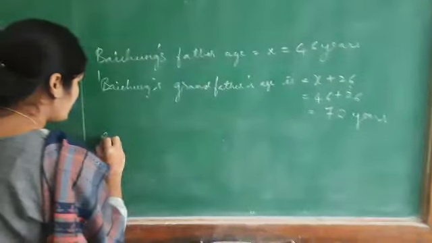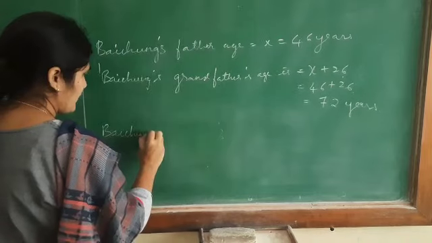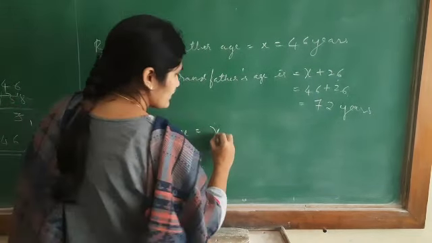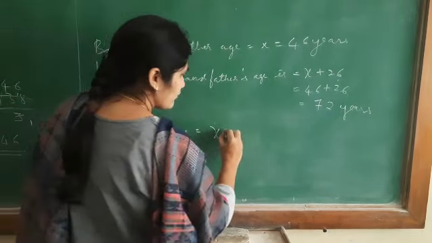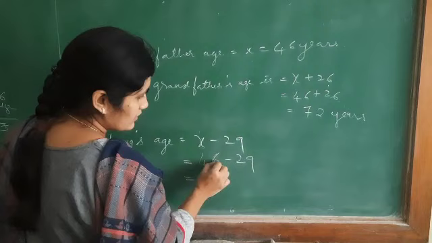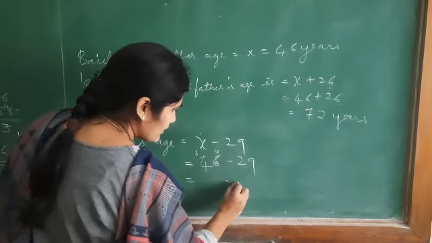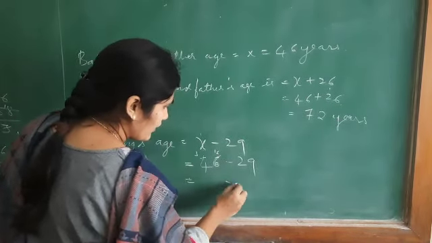Now Baichung's age is equal to x minus 29, because his father is 29 years older than him, that is, his father's age minus 29 is his age. 46 minus 29: here you can't subtract 9 from 6, so this becomes 16, and this is 3. 16 minus 9 is 7. Then 3 minus 2 is 1. So his age is 17 years.